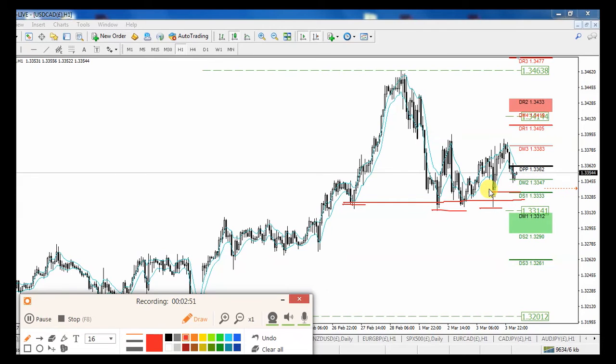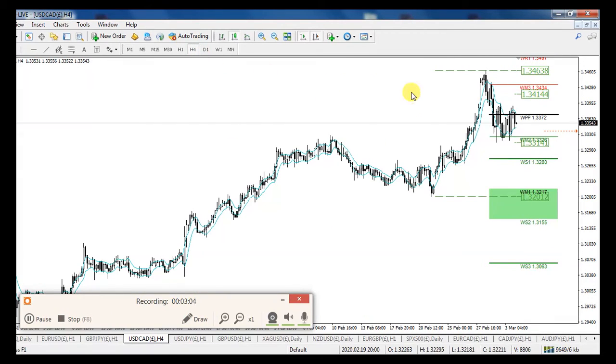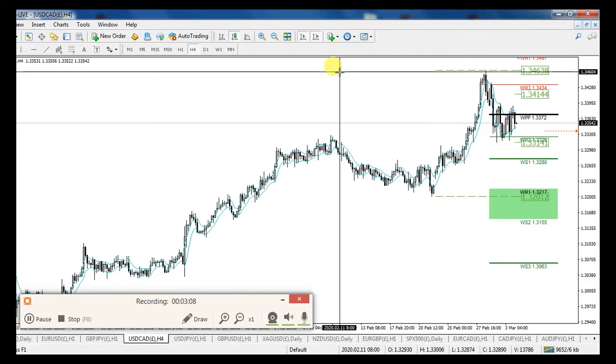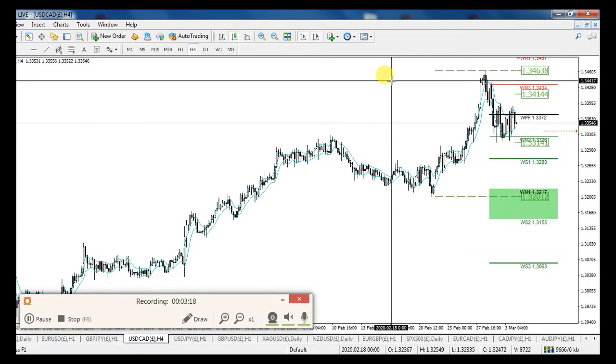We want to keep this stop nice and tight because that gives us a nice risk reward at the end. So now have a look at the targets. Let's clear this one up. As for the targets, you can have two targets. The first one is up here, the 134.50 zone.